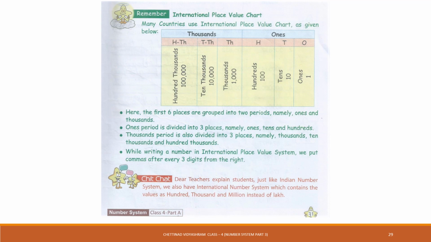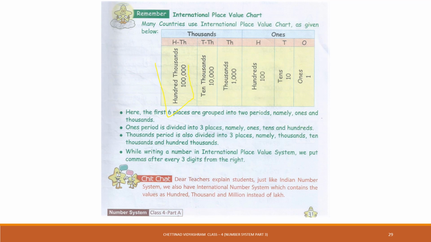Like the Indian place value, the international place value is also divided into periods, but the only difference is that in the Indian place value system it will be ones, tens, hundreds under the ones period, thousands, 10,000s under thousands. Then after 10,000 it will be lakh and 10 lakh. But in the international place value, after 10,000 it is 100,000. Can you see it in the table, children?